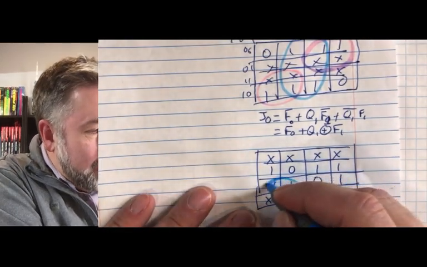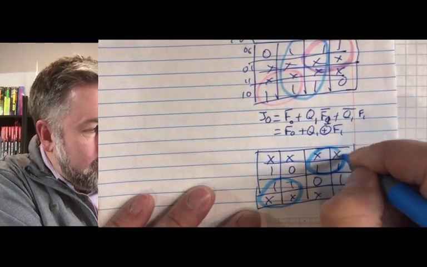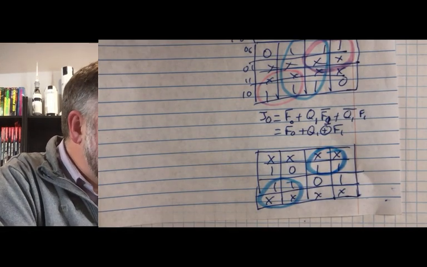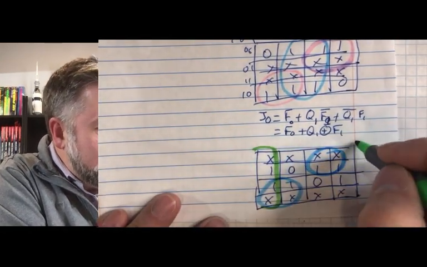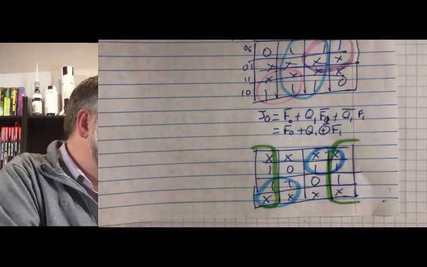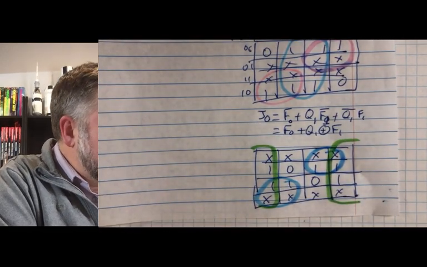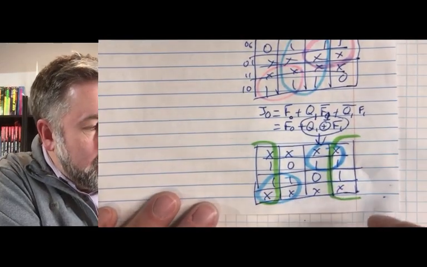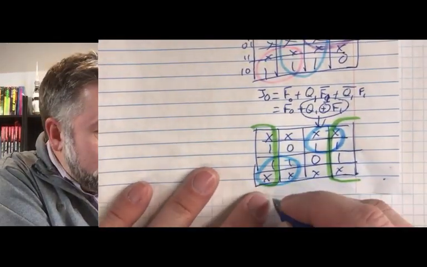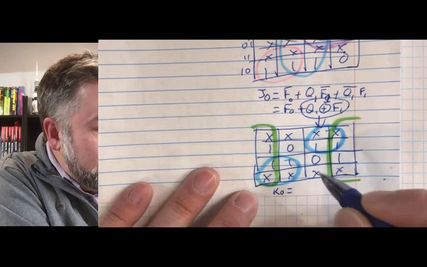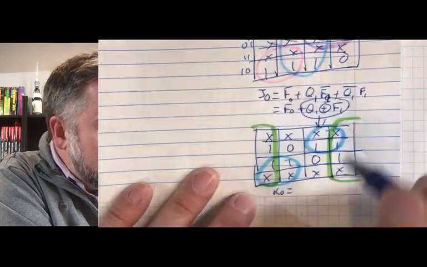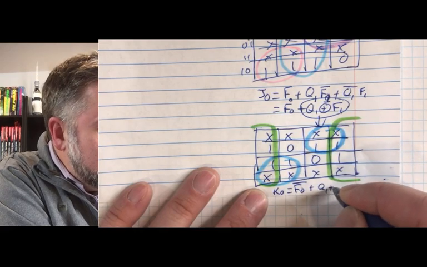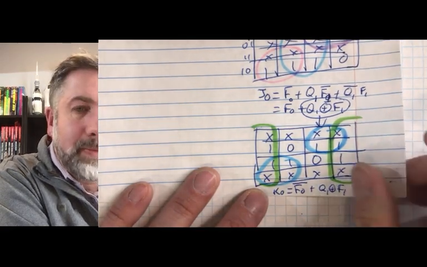Pretty. And again, we've got a group here and a group here. It looks very familiar. In fact, that's the same term. Now we just use this as the opposite. So this term here is shared. And so I don't have a lot of room on the end of this page, but K0 is this big term here, which is F0 prime, or Q1 exclusive or F1.